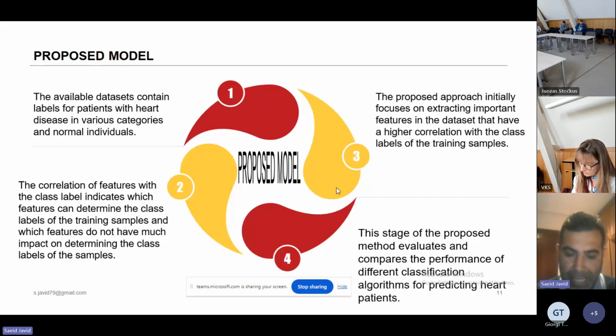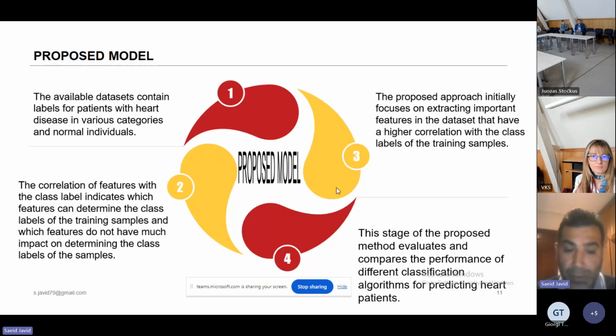The available dataset contains labels for patients with heart disease in various categories and individuals. The proposed approach initially focuses on extracting important features in the dataset that have a higher correlation with the class labels of the training samples.